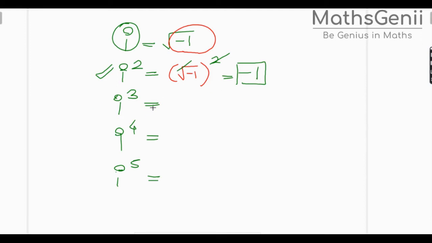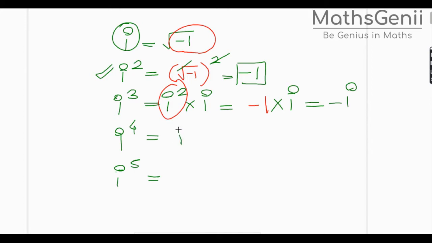Now let's look at the next question. I cube. What is i cube? I square into i. Can I write it like this? I square into i. Correct? What is the value of i square? It is minus 1 into i as it is. So it will become i into minus 1 is minus i. Anything into 1 is that number itself. I raised to 4. How can I write i raised to 4?